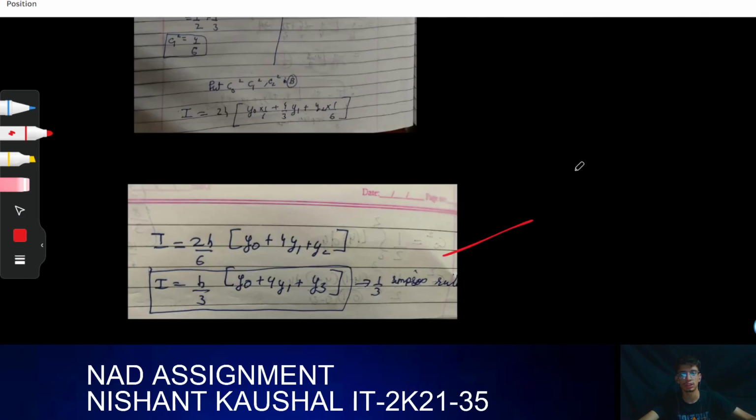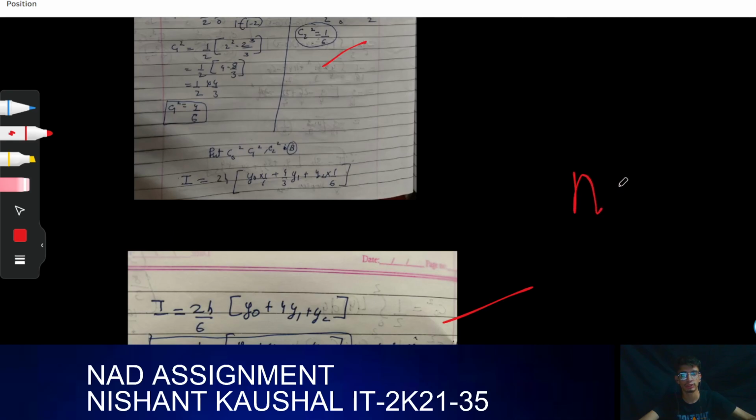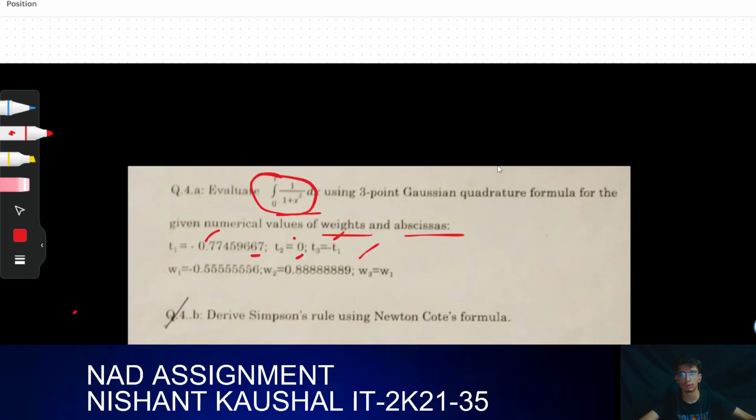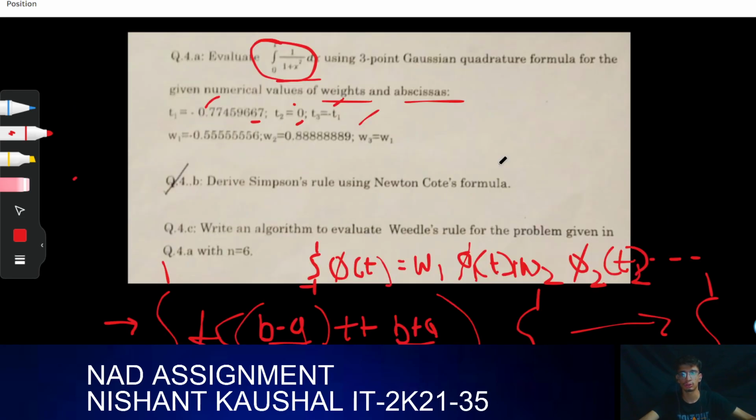For Simpson's 3/8 rule, we can put n equals 3 and solve it again. Right. So this was our fourth question. Now we will proceed to question number 5.